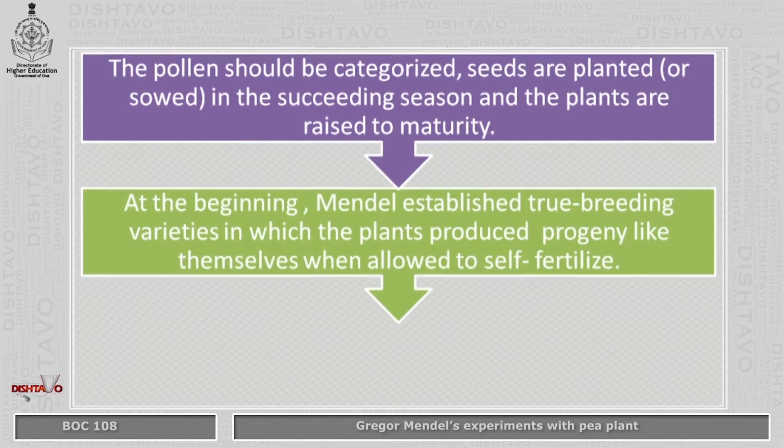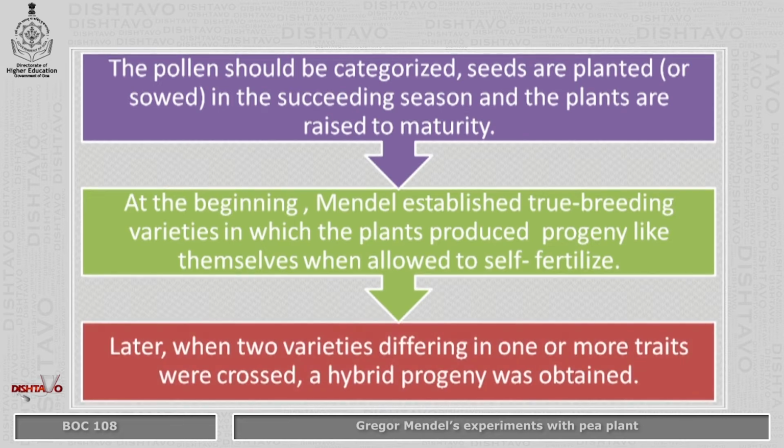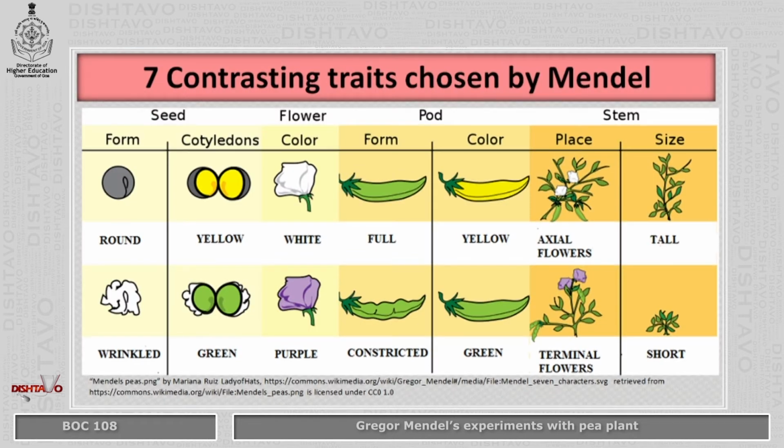At the beginning, Mendel established through breeding varieties in which plants produced progeny like themselves and allowed to self-fertilize. Later on, when two varieties differing in one or two traits were crossed, a hybrid progeny was obtained. In his experiment, Mendel chose 7 contrasting traits, such as the seed form was either round or wrinkled.